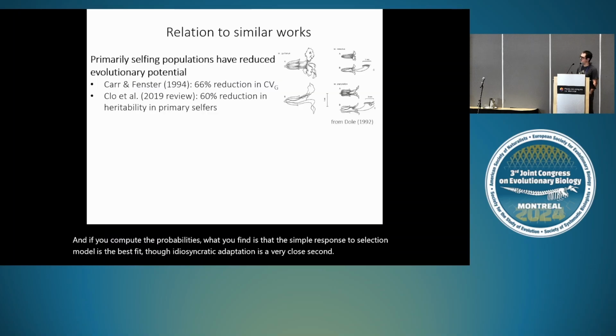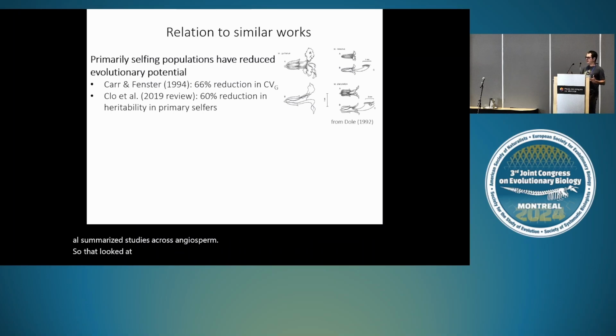Okay, so what does this all mean, and what's the advance here, if anything? When you look at other works where people have compared outcrossers and selfers, in fact, this has been done in Mimulus amongst very close relatives. So Carr and Fenster did this comparing Mimulus guttatus and the highly selfing Mimulus micranthus, and found large reductions in total genetic variance, including stigma anther distance. So this is supporting that finding. Clow et al. summarized studies across angiosperms that looked at genetic variance, particularly the heritability, in lineages, and found similarly large reductions in that component of genetic variation.